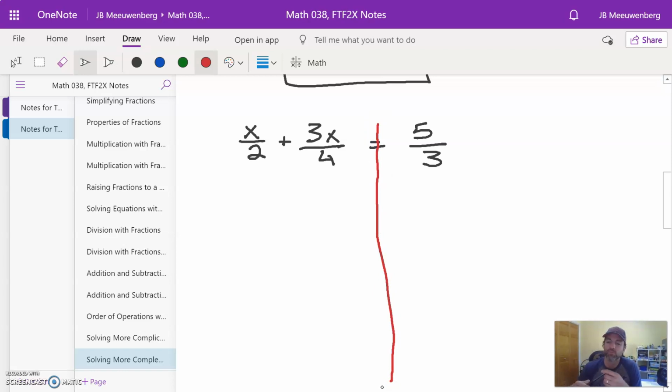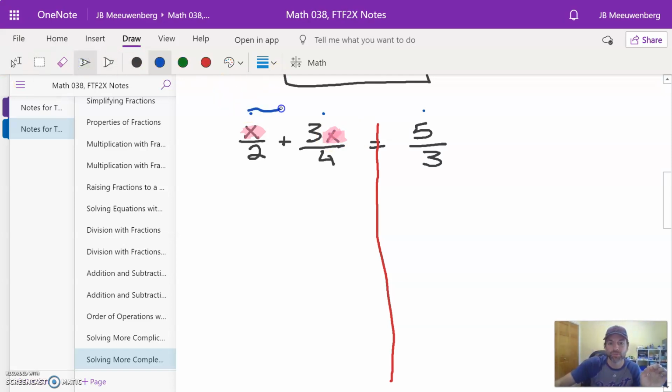Take a look at it. What are you thinking? What are some things you notice? So here's what I notice. I notice that we have 3 terms: 1, 2, 3. I notice that the 2 terms on the left both have variables. They both have an x. So even though they have fractions in them, they are considered like terms.